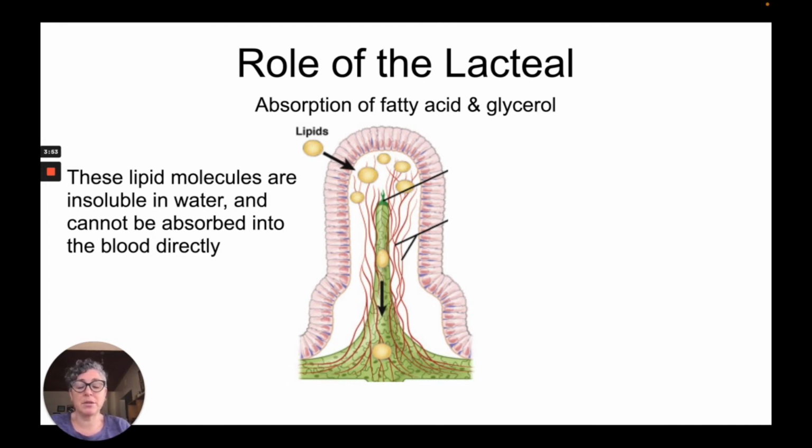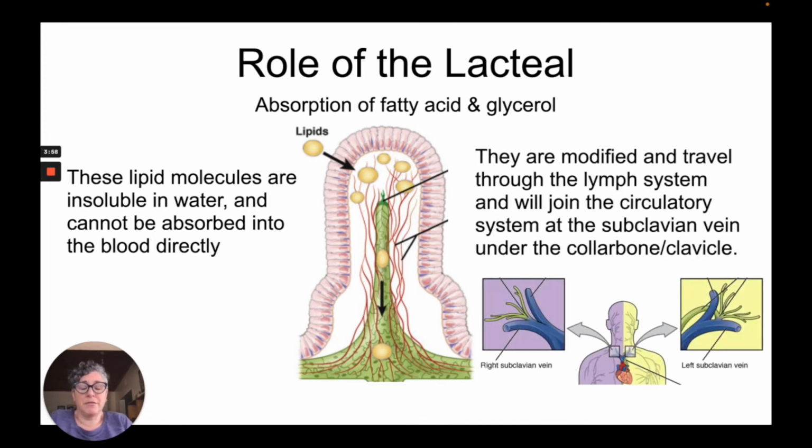So what's going to happen is they're going to enter the lymph system through the lacteal, and then they will be modified as they travel through the lymph system, and eventually they'll join the circulatory system at what is called the subclavian vein. This is under the collarbone, and you can see here in this little drawing where that location is. And you can see the green lymph vessels joining the subclavian vein, and now those molecules will be circulated through the circulatory system and get to body cells.